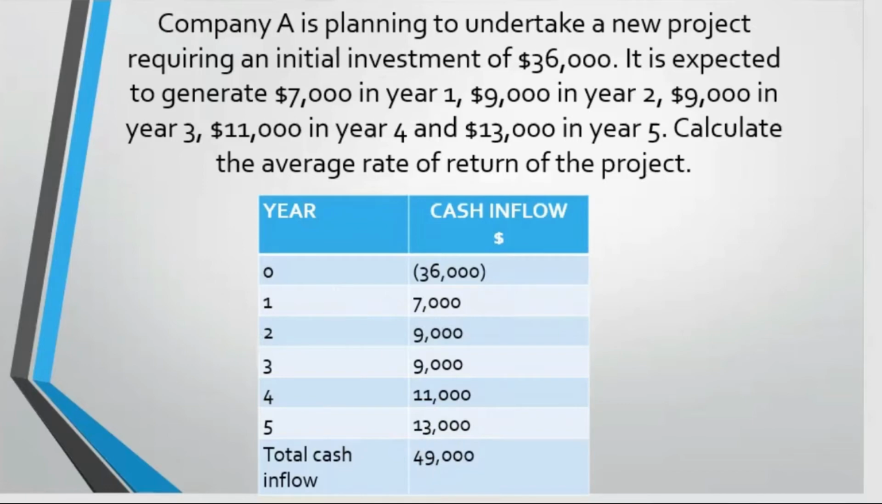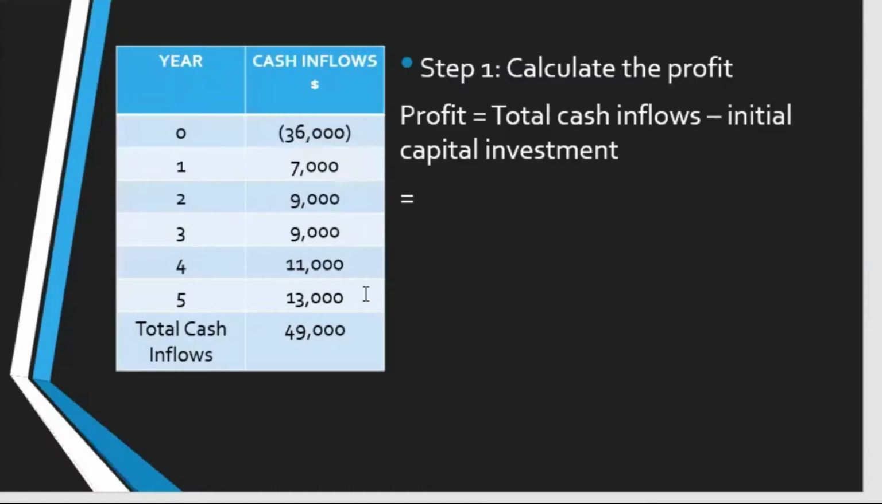All right, so the next thing, there are 3 key steps that must be taken for you to calculate the average rate of return. As you can see here, step 1 is to calculate the profit. We must find out what the likely profit will be for this investment. To get the profit, the formula is the total cash inflows minus initial capital investment. And who remembers what the total cash inflow is? I hope that you're following and trying to get the answer before I put it down, okay? That's the deal.